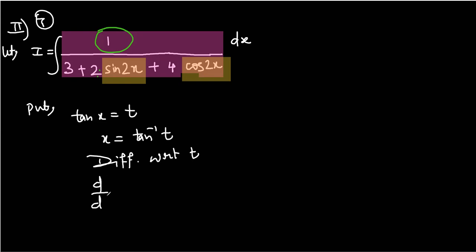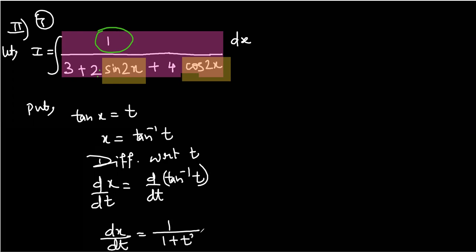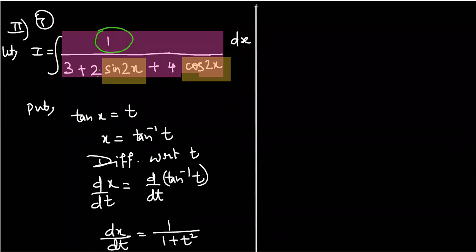I get d by dt of x, and here I get d by dt of tan inverse t. So this gets me dx by dt equals 1 over 1 plus t square. What do I do here now, students? I substitute.